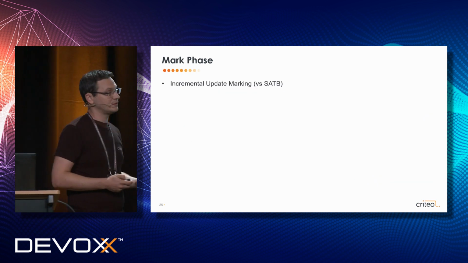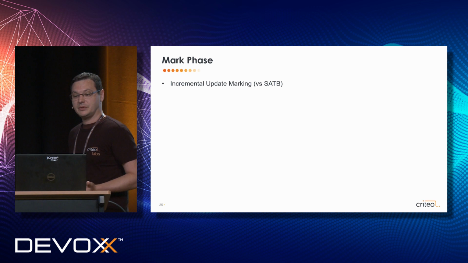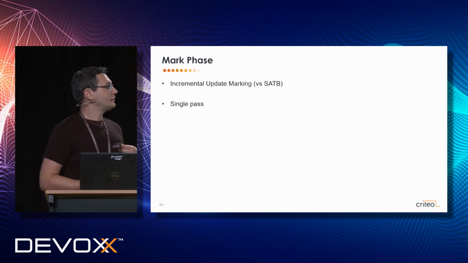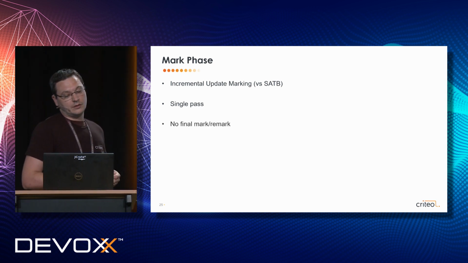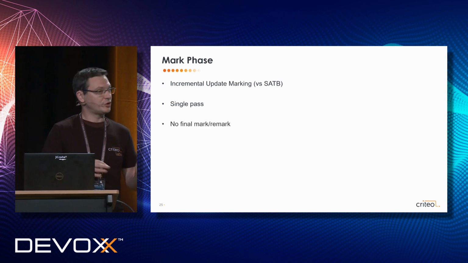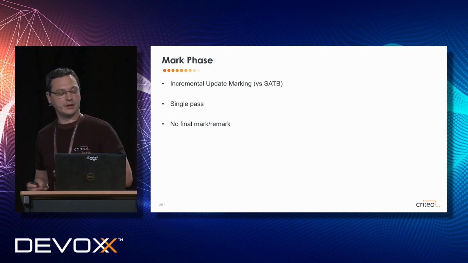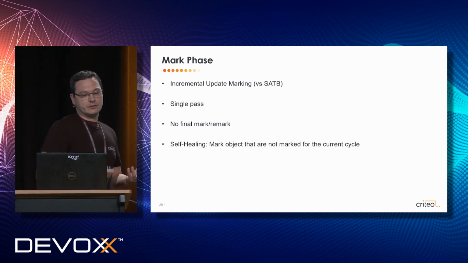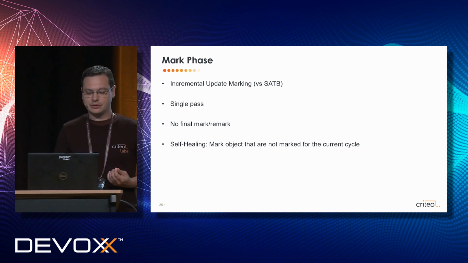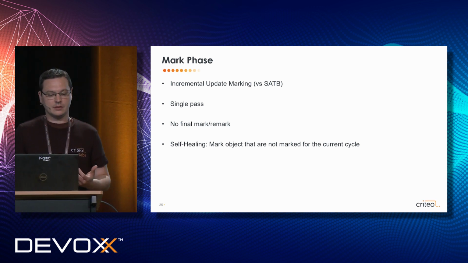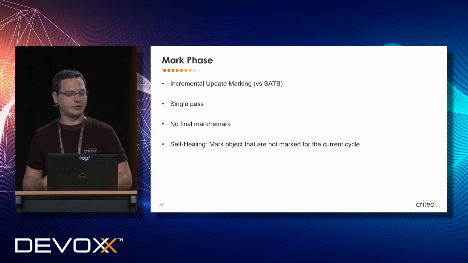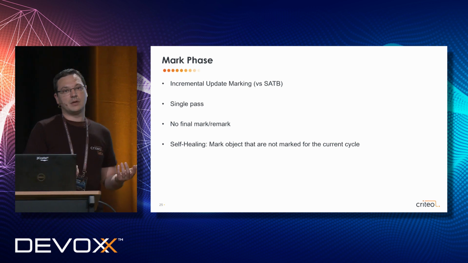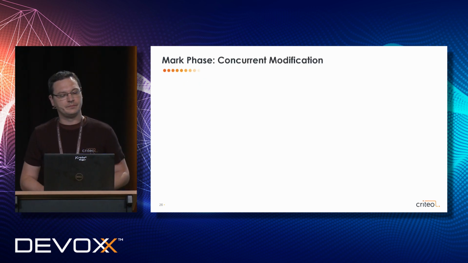During this mark phase, it is concurrent marking, but it uses incremental update marking. This is a single pass algorithm, so no final mark or remark to catch up all the references that we may have lost during the process. And there is a self-healing notion: if you access an object that is not marked during the current cycle, we mark it.